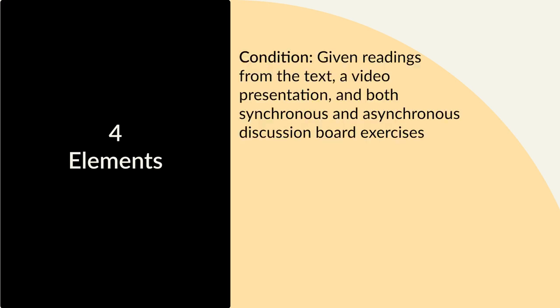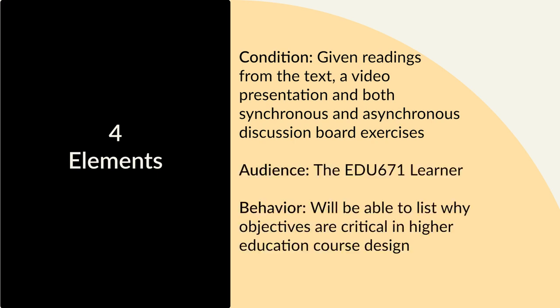Broken into our 4 elements, it looks like this. Condition: Given readings from the text, a video presentation, and both synchronous and asynchronous discussion board exercises. Audience: The EDU 671 learner. Behavior: We'll be able to list why objectives are critical in higher education course design. Degree: citing at least 3 examples.